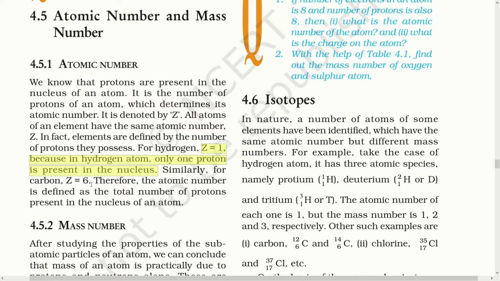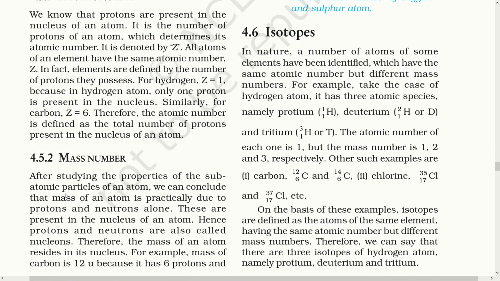Similarly, for carbon, Z is equal to 6. Therefore, the atomic number is defined as the total number of protons present in the nucleus of an atom. Mass number. After studying the properties of subatomic particles of an atom, we can conclude that the mass of an atom is practically due to protons and neutrons alone.